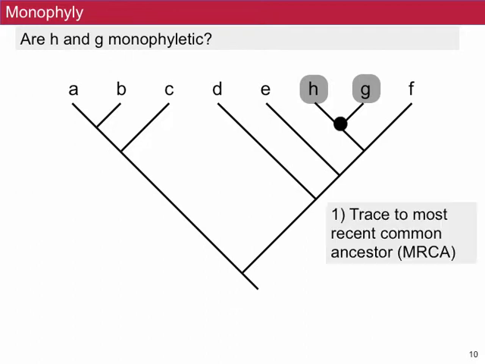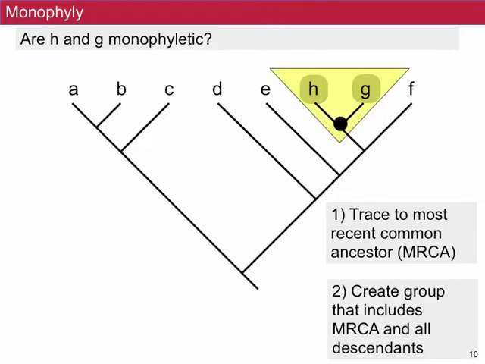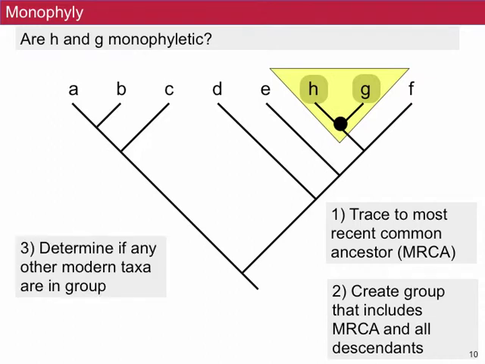And what we mean by that is, can we draw a monophyletic group that includes H and G and none of the other organisms in question? So you trace to their most recent common ancestor, you draw a grouping around them, and you ask, can you make a monophyletic group out of those taxa to the exclusion of everything else? So the answer for H and G is yes, we can do this for them.